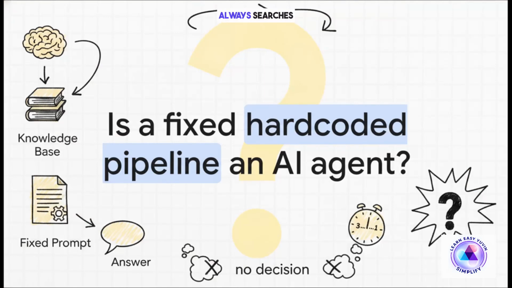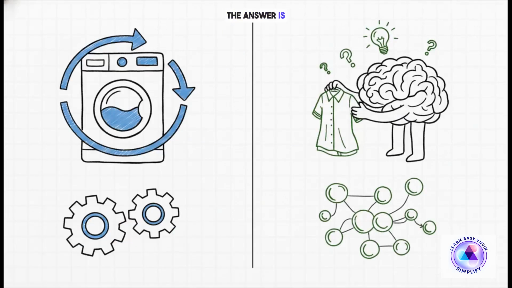Say a system always searches a knowledge base, dumps the results into a fixed prompt, and spits out an answer. The LLM never decides whether to search or skip searching. Is this system an AI agent? 3, 2, 1. The answer is absolutely no, because the steps are hard-coded by a developer. This system lacks autonomy over its control flow.